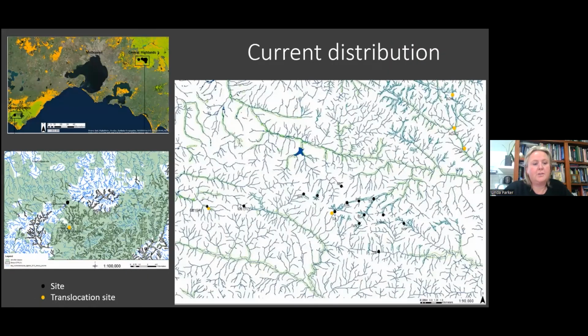This is a slide showing the current distribution. Like I said, it's in the Central Highlands, and there's about 14 sites in the Central Highlands. I've marked them with a black dot, and then I've shown translocation sites in yellow. And then the Otway Ranges is just one known site. That's down in the bottom corner, and then we had a translocation site there in yellow as well.